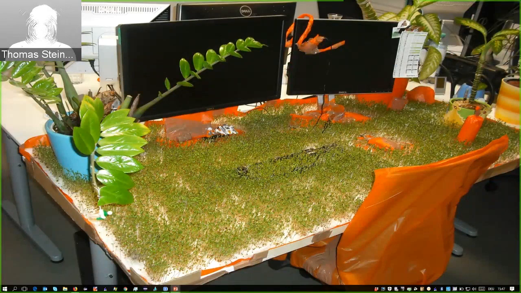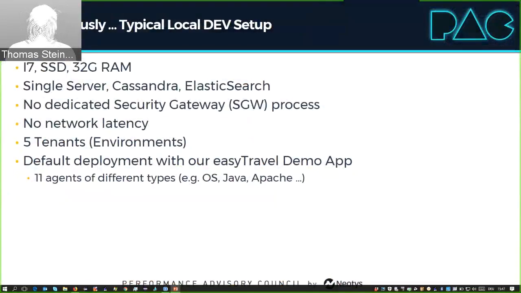So getting more serious, a typical local dev setup is quite capable these days, of course. So computing power, SSD, a lot of RAM and so on. But the main difference here is really about local and large scale. On a local machine, of course, you have a single server component. So the server is our main Java process. You also have a single Cassandra, Elastic. So more or less not distributed at all locally, no network latency, of course.